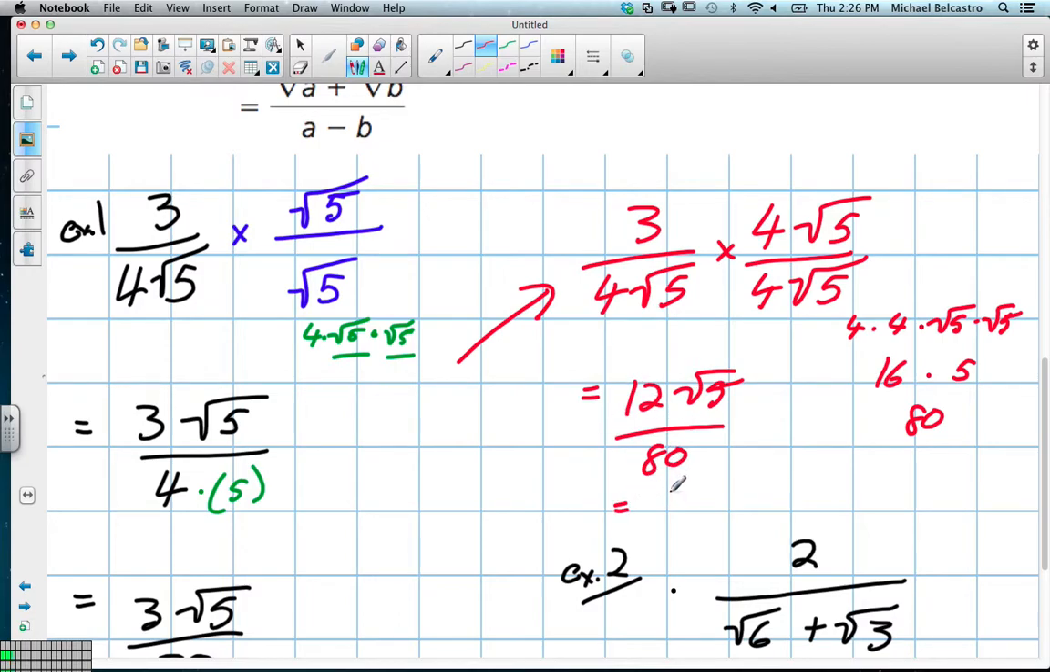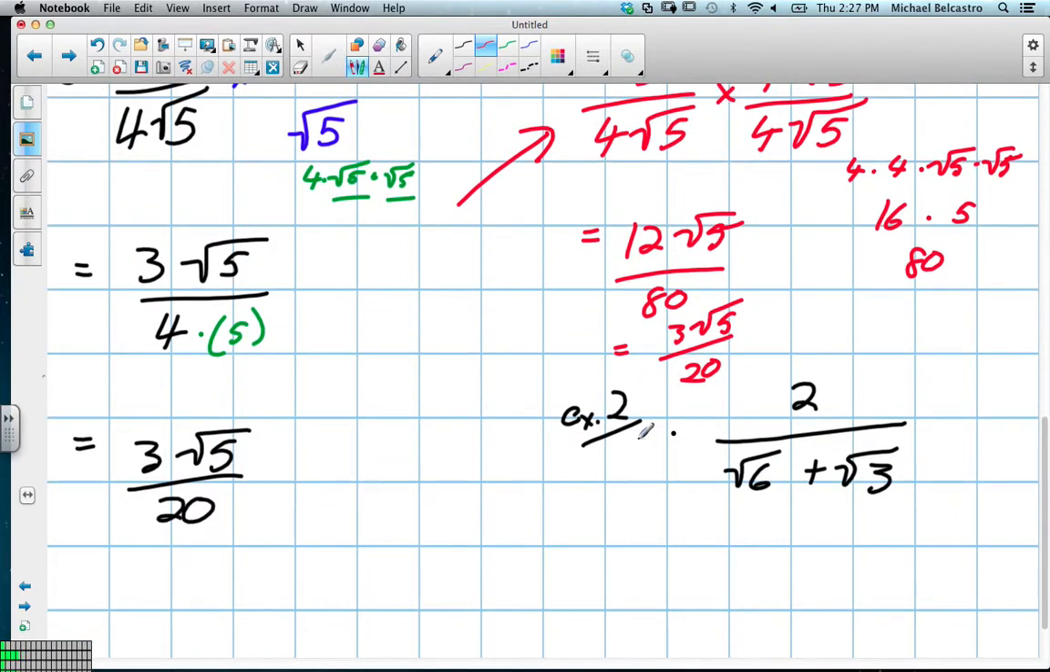And if we simplified that, what would we get down to? If we divide this, let's say, by 4, we have 3 root 5 over 20. Okay, so if you're unsure on whether to keep the rational number, go ahead, keep it in there. You can just simplify after in the end. Okay?